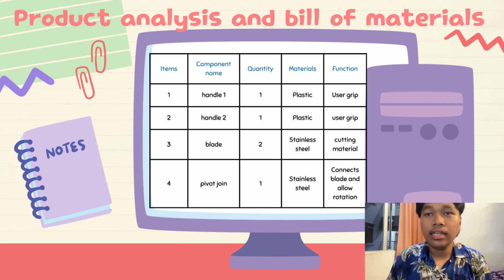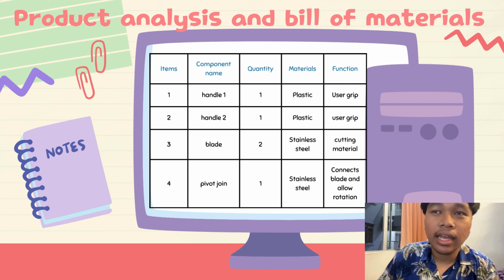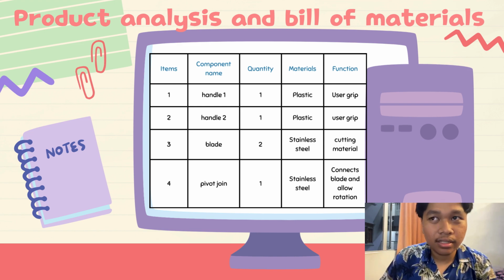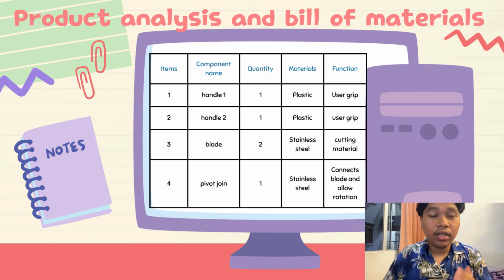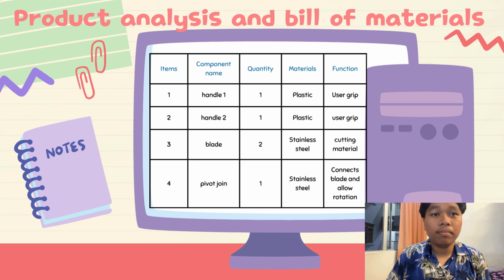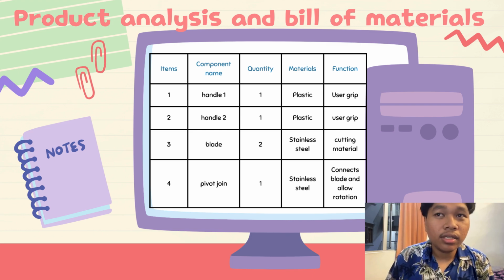The next slide is product analysis and bill of materials. For the first and second items, we have the component names handle 1 and handle 2, which both have a quantity of 1. Both of them are made from plastic, and the function is as a user grip.